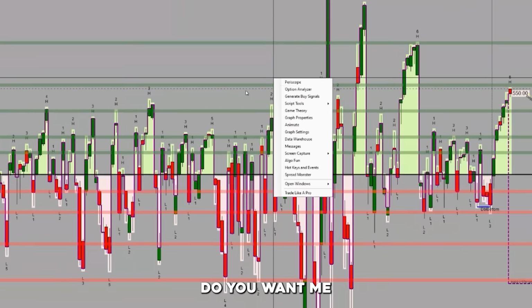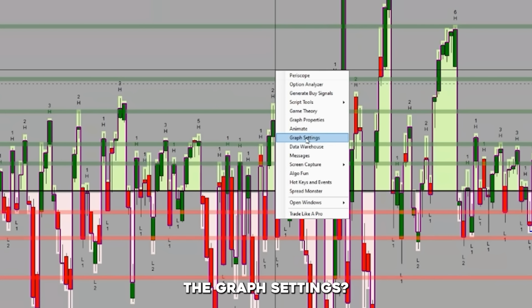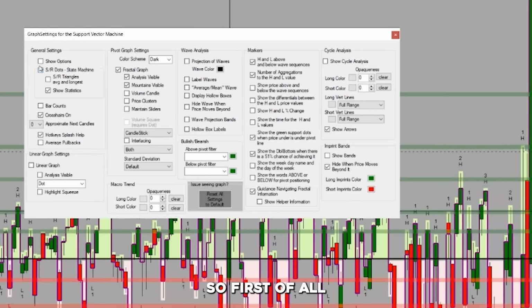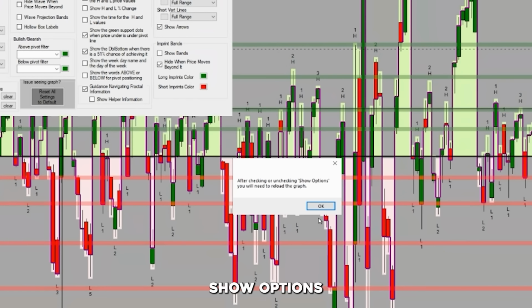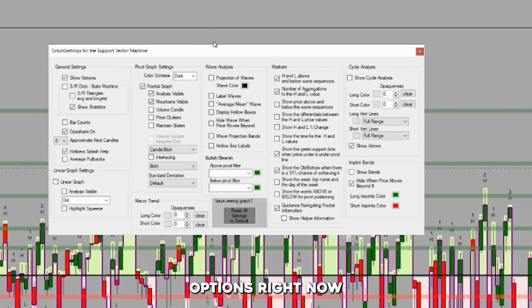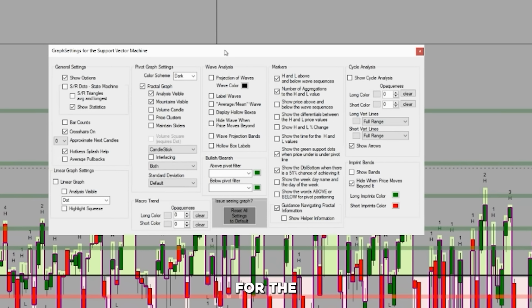Now, do you want me to move to the graph settings? Yeah, that'd be helpful. So this is the graph settings. First of all, we have the general settings, and we have the show options. But I'm not going to show you the show options right now because it's way too much for the first session. We're going to talk about it some other day.